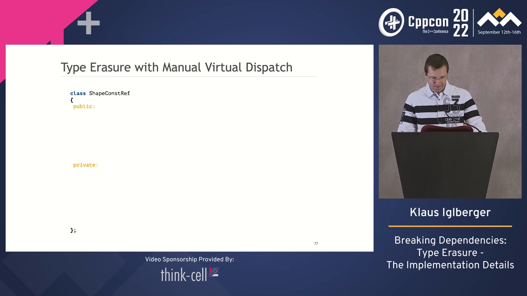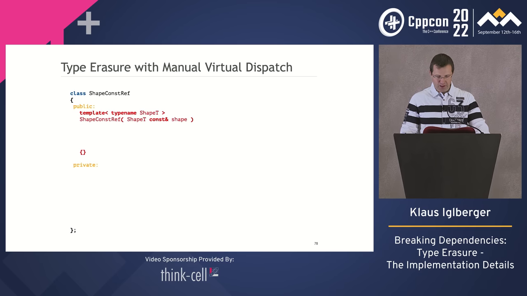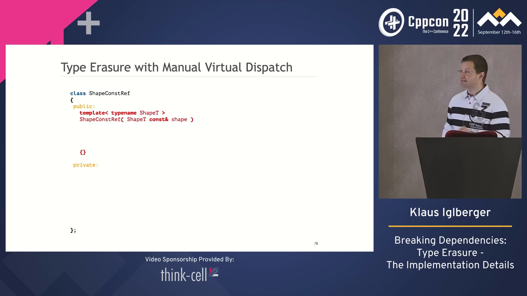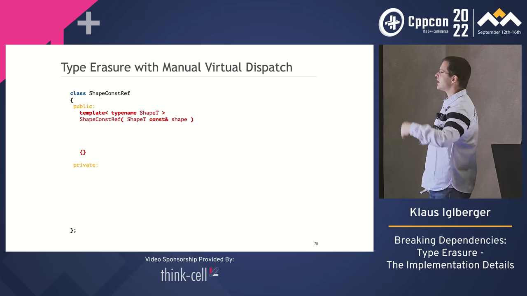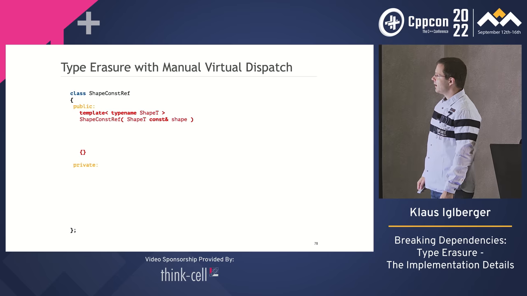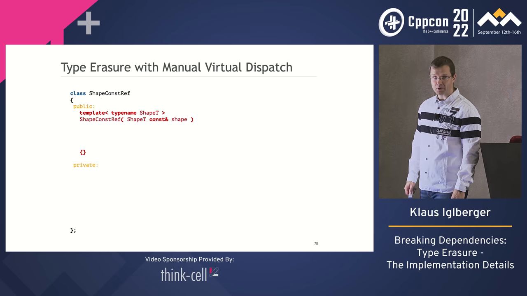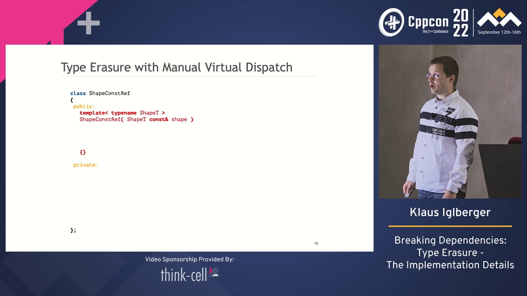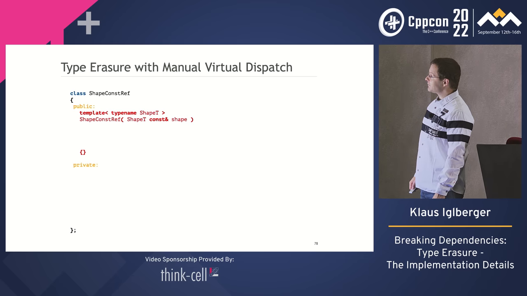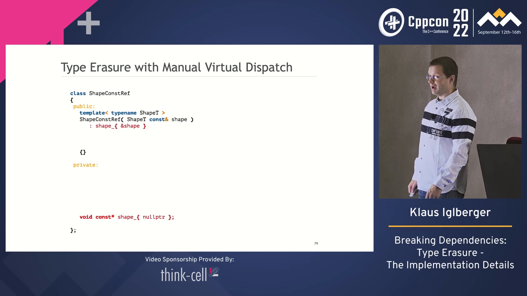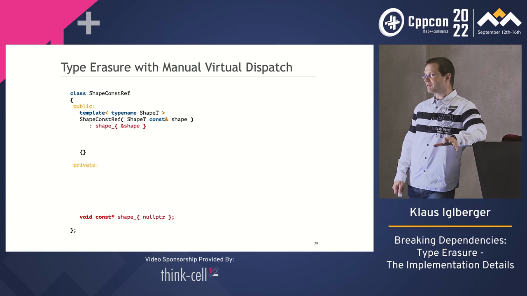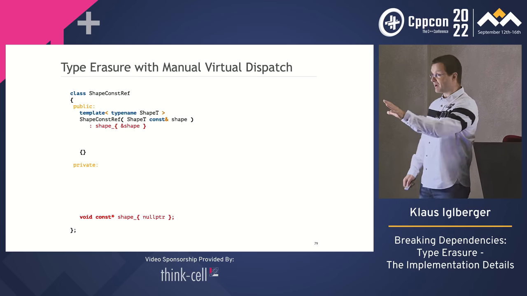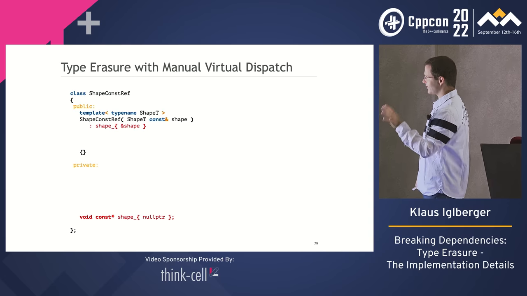So here we go. First of all, I do what every type erasure wrapper has. I add a templated constructor that takes a ShapeT const ref, just what I try to represent. Okay, and now you have to be strong, because here comes the thing that looks horrible. I add a data member of type void pointer. A void pointer. This is the point where usually people leave the room and say, okay, this guy's nuts. But bear with me. This is fine. This is type safe.